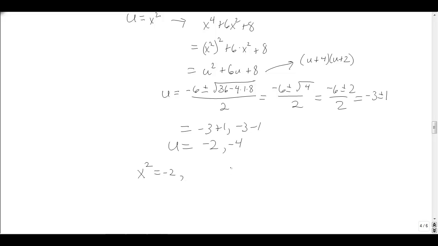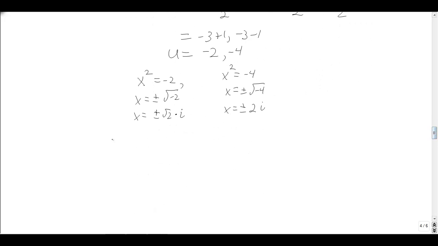X squared is negative 2, and x squared is negative 4. Now what I do is I just take the square root of both of these. So x squared equals negative 2. That's x is plus or minus square root negative 2. That's x is plus or minus square root 2 times i. So I can pull out that negative, square root of the negative as an i. X squared equals negative 4 tells me x is plus or minus square root of negative 4. So x is plus or minus square root of 4 is 2, and then I get i.